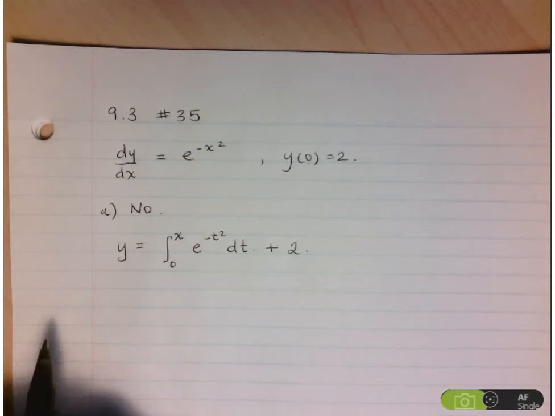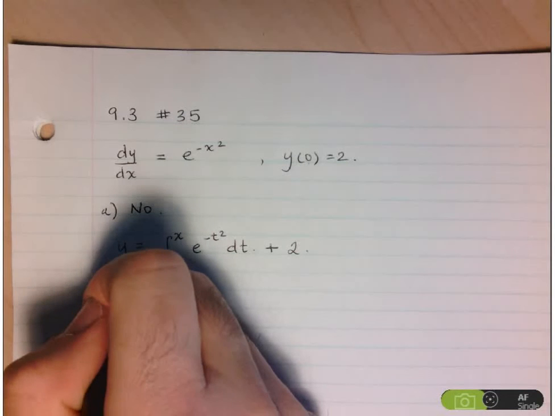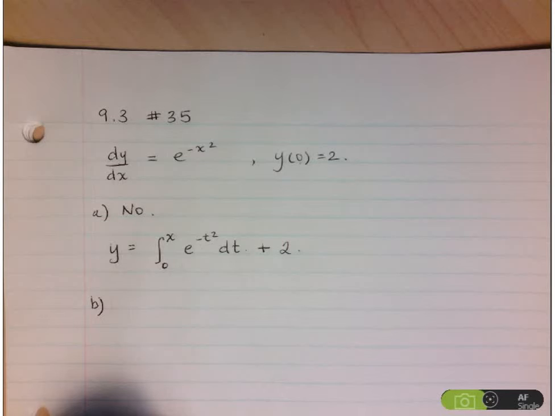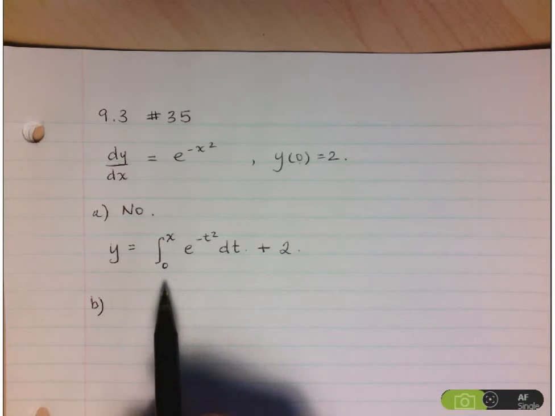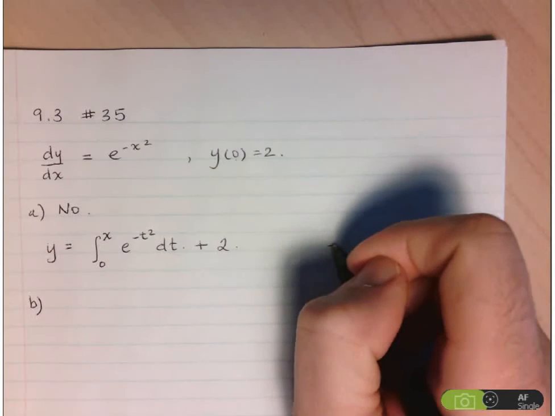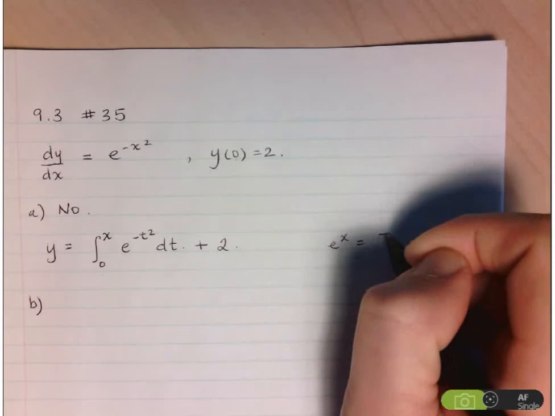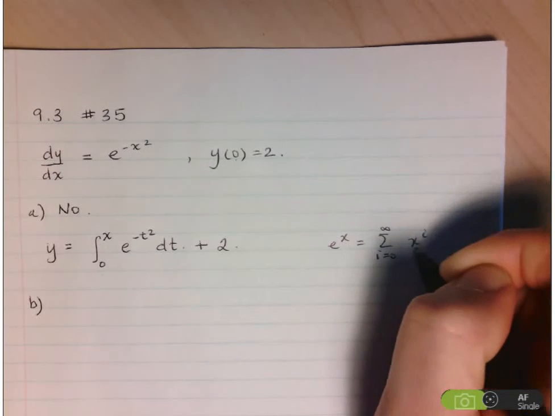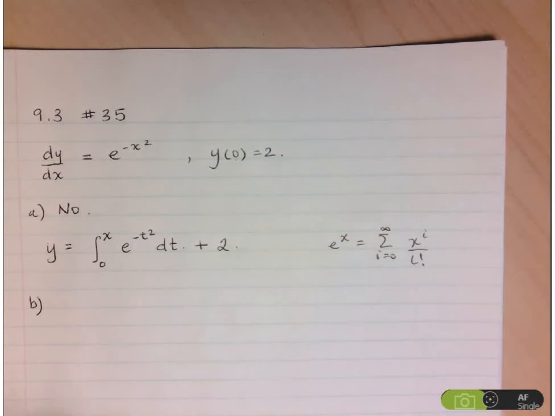What we want to do now in part B is they're suggesting that we might be able to write the solution using a power series. And this is that method that I was talking about, another way to deal with differential equations, and that's by representing the functions by their power series. So let's just recall here on the side that the power series for e to the x is just a sum from i equals 0 to infinity of x to the i over i factorial.